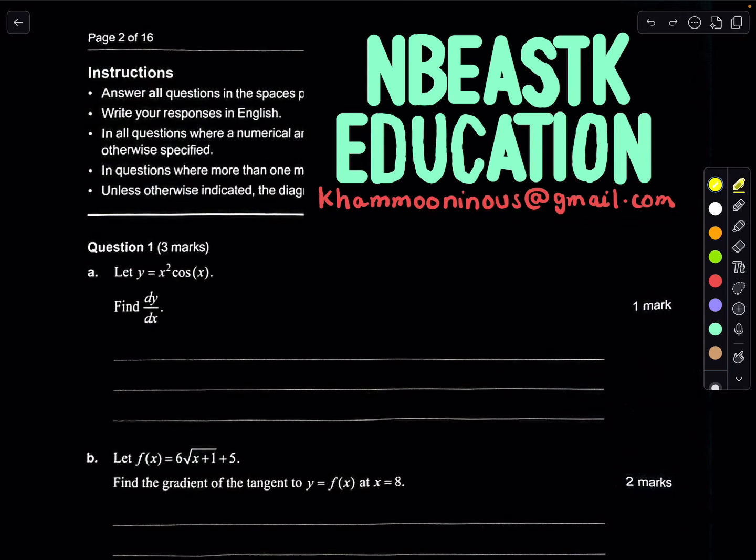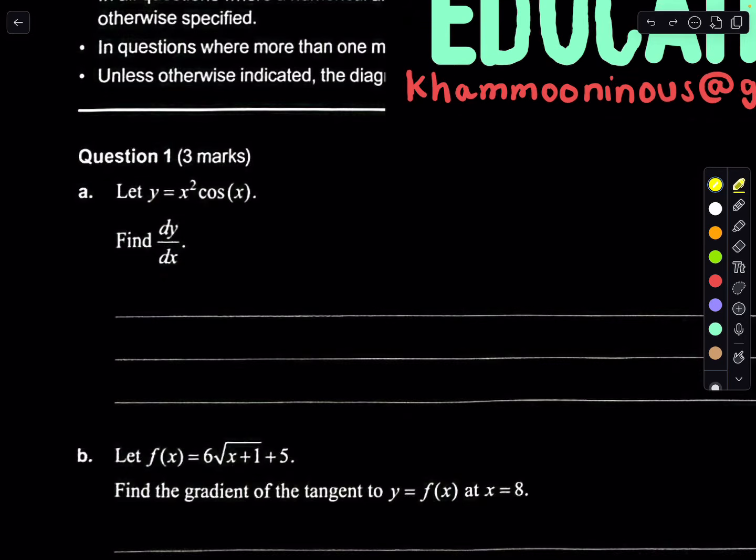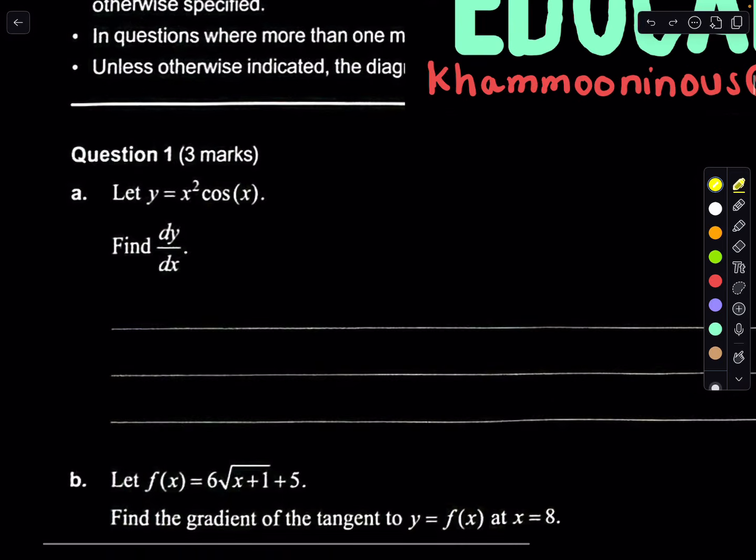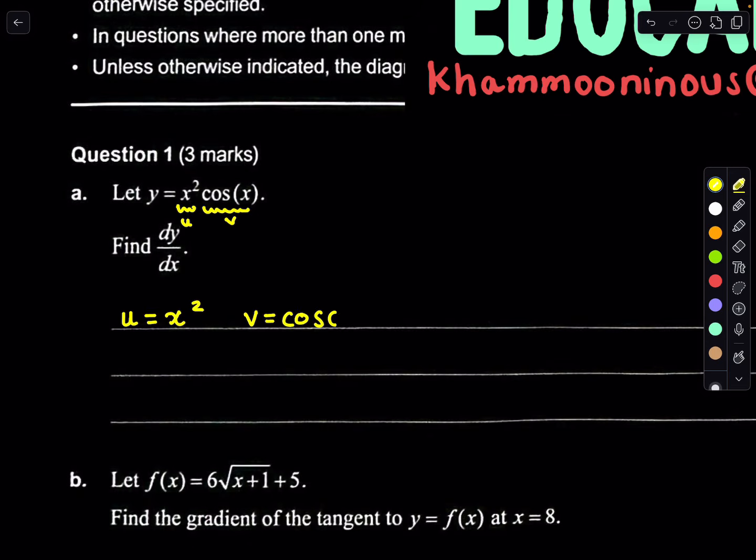So let's do question 1. Okay, question 1 is a basic, beautiful question. It's always differentiation. Let y equals x squared cos x, find dy/dx. Now look, we have two functions being multiplied to each other, yeah? This is using the product rule, yeah? So we let u be this and v be this. So u, in this case, would be x squared, and v equals cosine x.